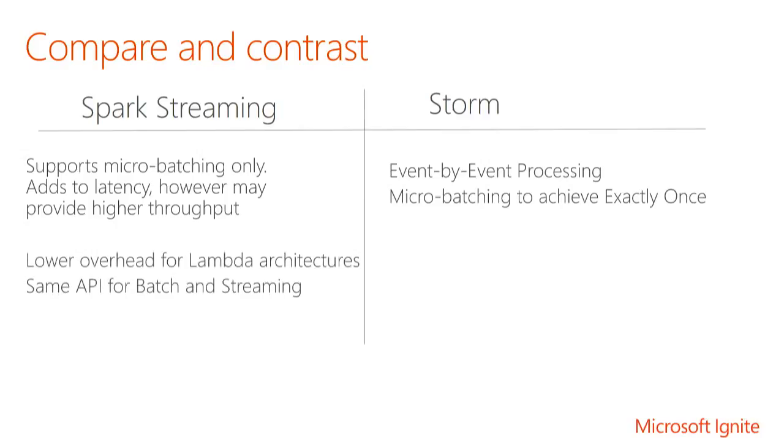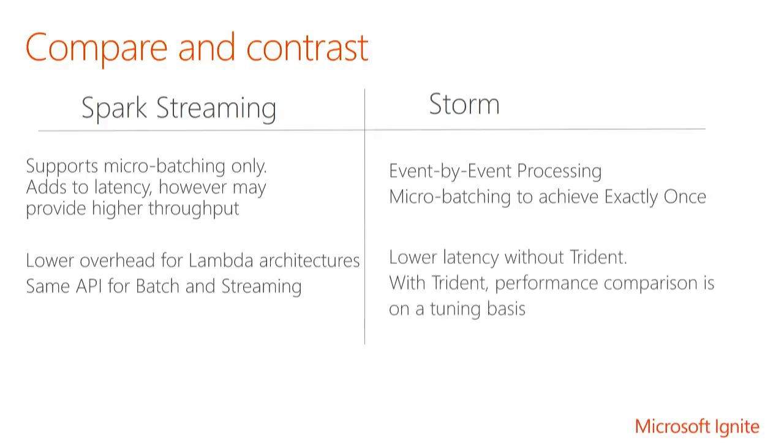Spark provides lower overhead for Lambda architectures. It has a single unified API, so it has lower overhead if you were to deploy this out and use this for your pipelines. And again, Storm has Trident. With Trident, if we were to do a comparison of performance between Spark streaming and Storm, there are no published benchmarks. It wouldn't be an apples-to-apples comparison.